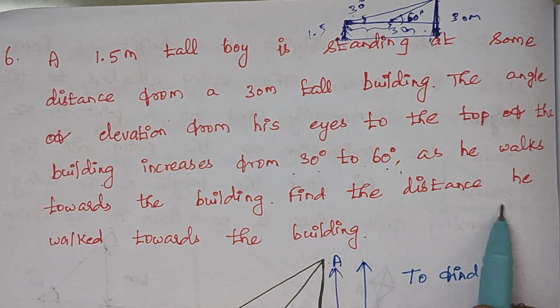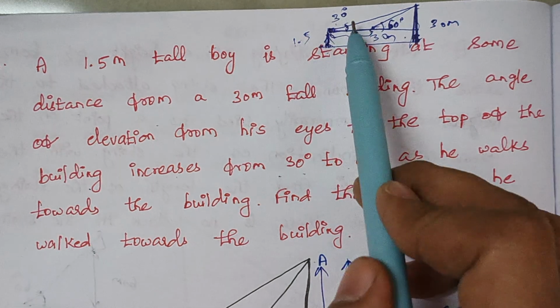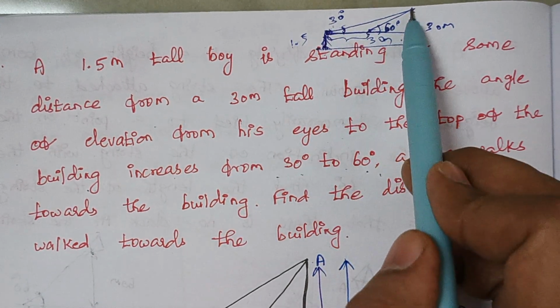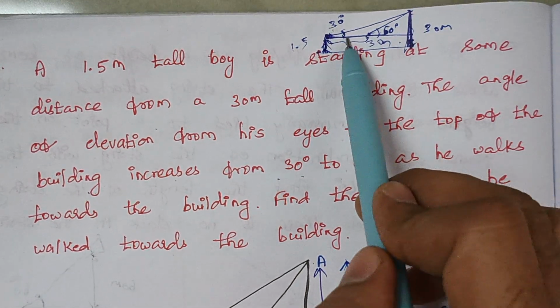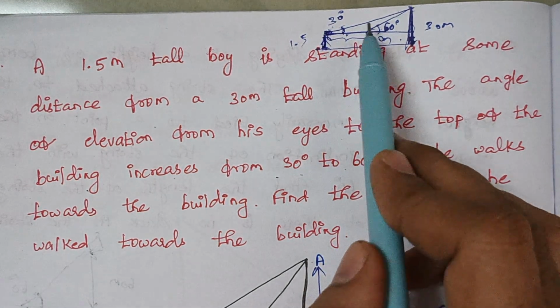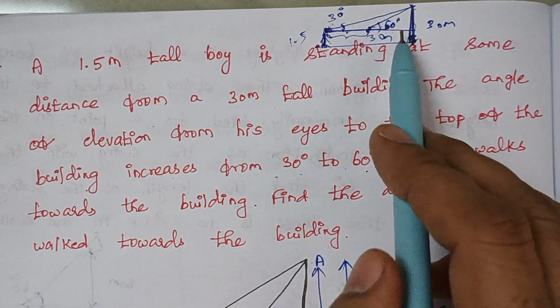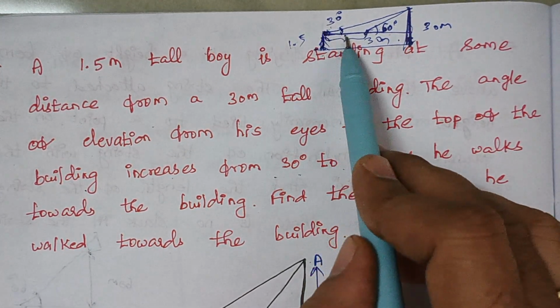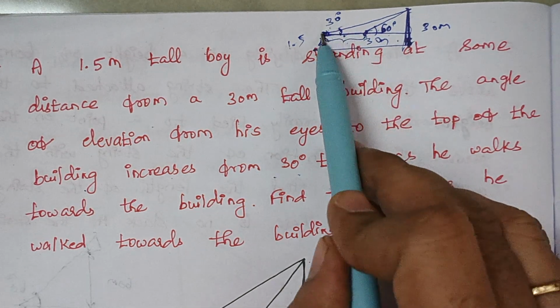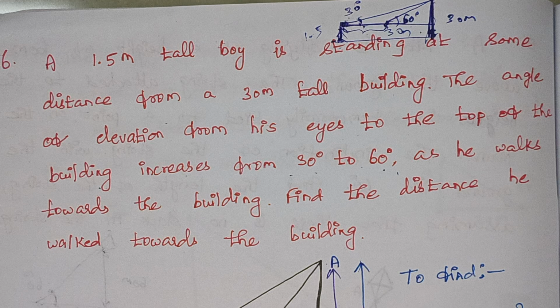So find the distance he walked towards the building. He is standing at a point. From this point, the angle of elevation to the top of the building is 30 degrees. But he moves some distance, and at that point, the angle of elevation is 60 degrees. Now we have to calculate the distance traveled by the boy from this point to this point. Am I making the question clear?